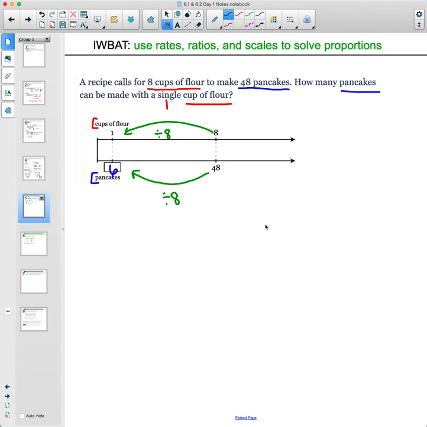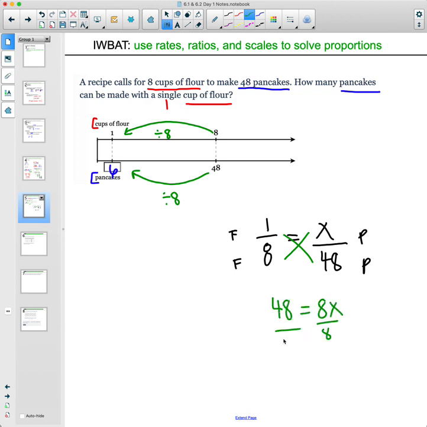If you like proportions better, you can do 1 cup of flour versus 8 cups of flour should equal how many pancakes versus 48 pancakes. So this was flour versus flour and then pancake to pancake, and set up that ratio. Then you just need to cross multiply. So 48 equals 8x, divide by 8 to get 6 for those pancakes. The big thing here is that it's always a ratio. It's a common factor, multiplying or dividing by the same number.